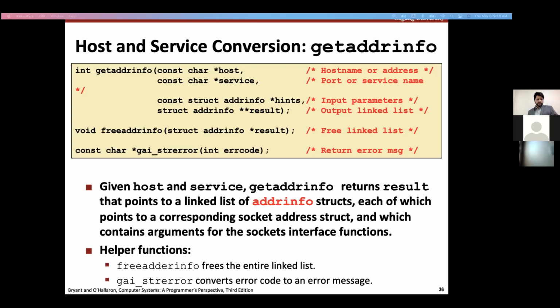So you have these helper functions: you can invoke freeaddrinfo so that you can free the entire linked list of the addresses. And you've got gai_strerror, so you can convert the error code to an error message, so your application can give an error message which is more intuitive to use.